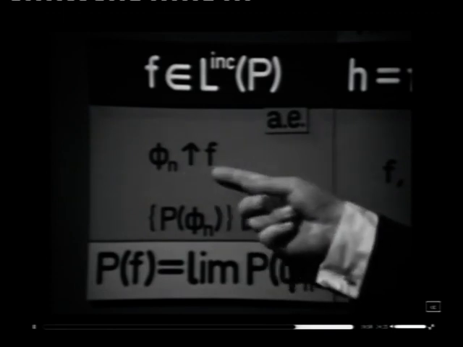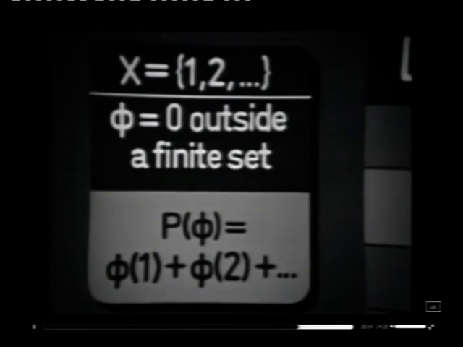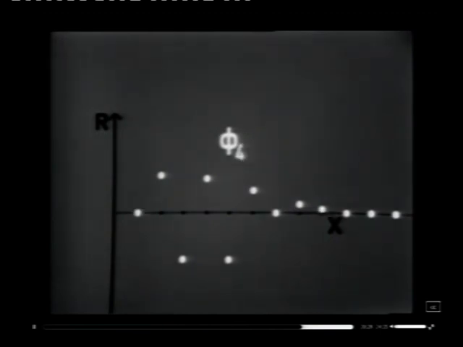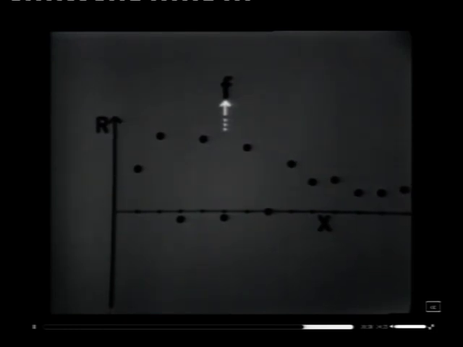Our sequences converge everywhere. L-inc consists of the limit of all such sequences. What sort of functions are in L-inc? Well, remember, each phi has only a finite set of values, but f, being a limit of a sequence of phis, can have more and more non-zero values. f is not restricted to having only a finite number of non-zero values.